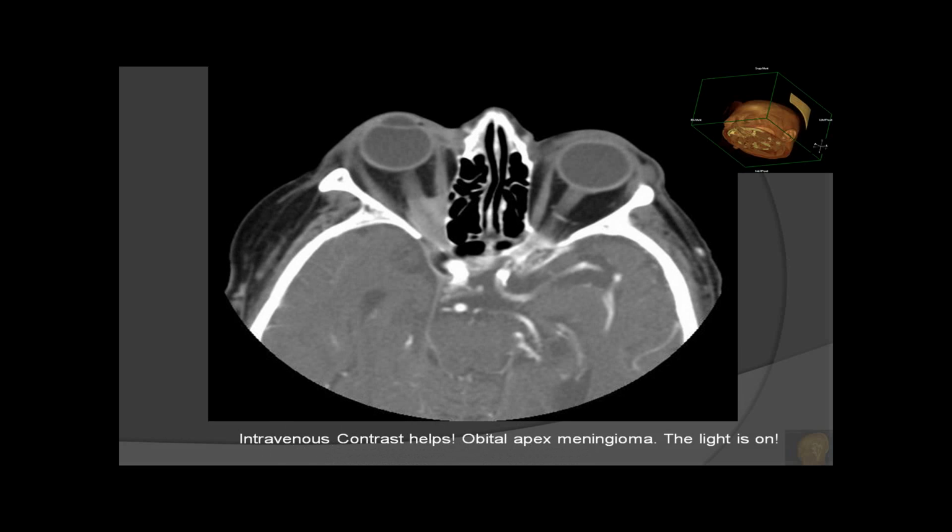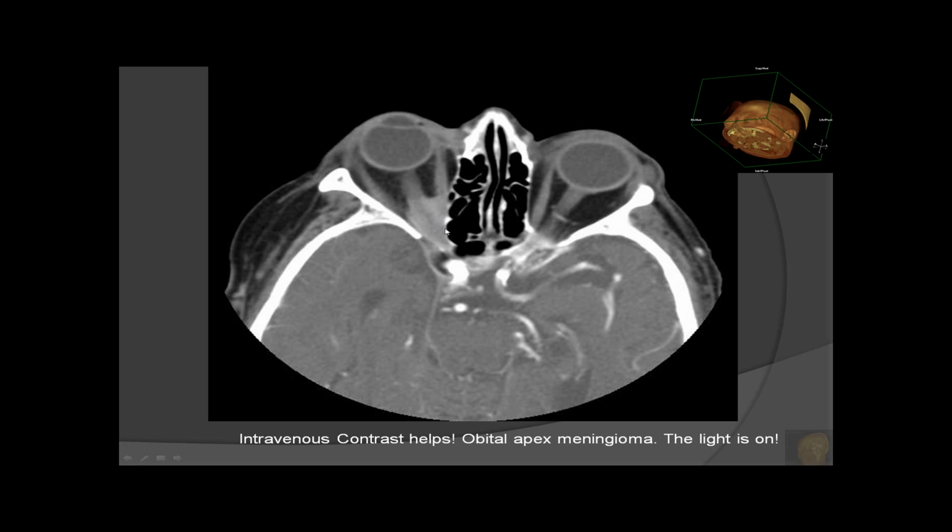So here is a contrast study. In this contrast study, the lesion that enhances is an optic orbital apex meningioma. The definition of the tumor is here, and the optic nerve traverses through the center of the tumor, surrounded by it, actually choked by this tumor because of the optic nerve sheath. The CSF has difficulty draining from there.